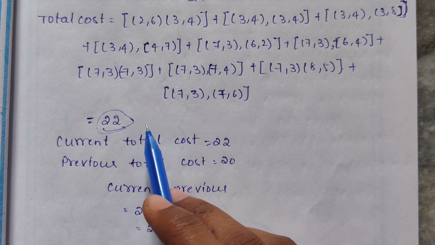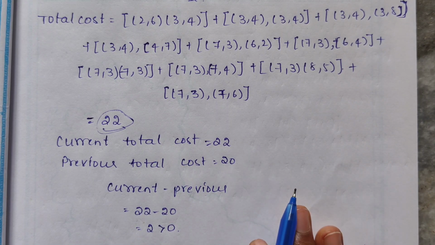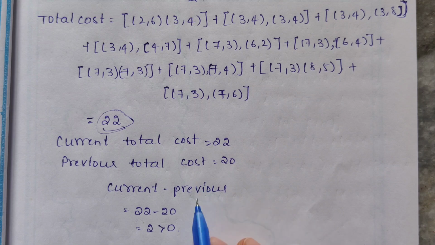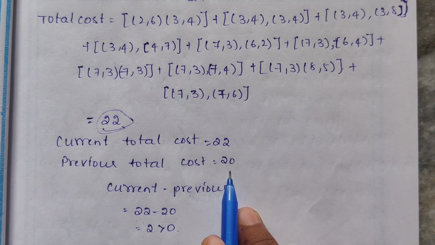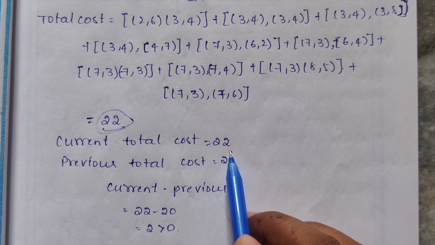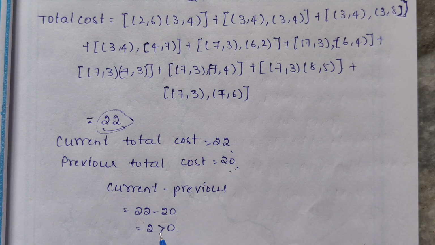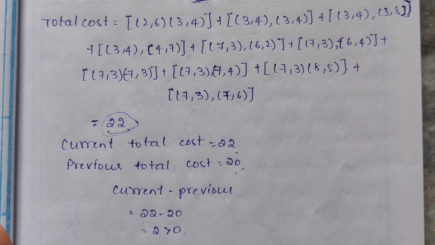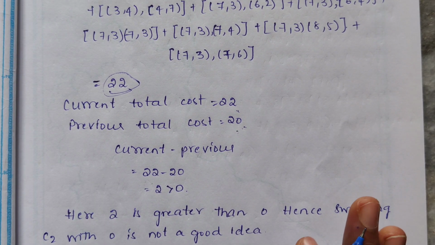The current total cost is 22, which means replacing C2 with O gives 22, and the previous total cost, which means the total cost of C1 and C2, is 20. By subtracting the previous total cost from the current total cost, we get 2, and 2 is greater than 0, right? So swapping C2 with O is not a good idea. And this is about K-Medoids.